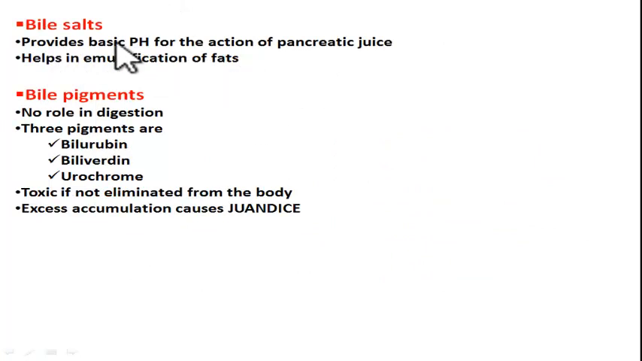That is one role. Next, bile salts help in emulsification of fats. What is emulsification? Emulsification is the process of conversion of big fats into small fat droplets. Remember children, this is not a chemical change, but big fats are cut into small fats. So the process of conversion of fats into small fat droplets is called emulsification. That work is done by bile salts. Got it children? So bile salts provide basic pH for the action of pancreatic juice and they help in emulsification of fats.